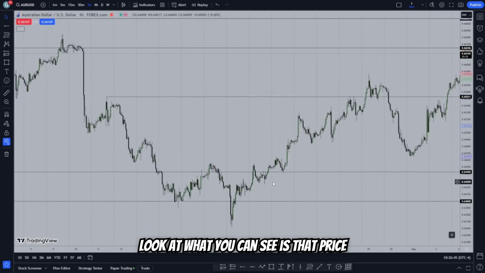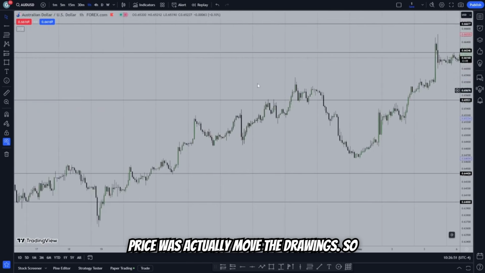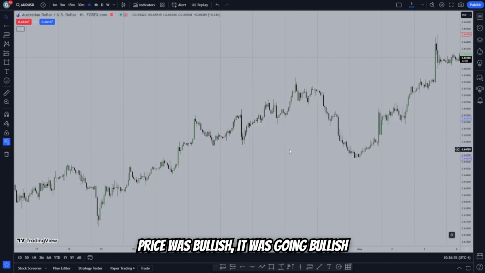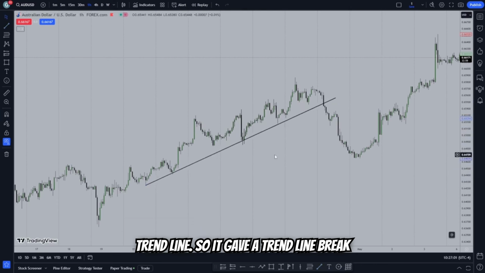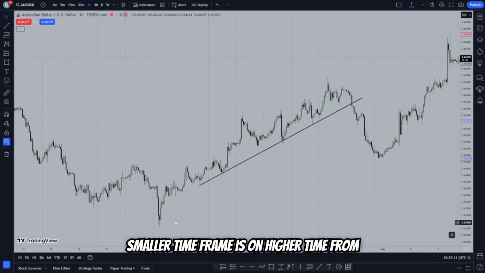What you can see is that price was bullish over here. All the day price was, I should remove the drawing set. So price was going bullish, and it was creating some sort of trend line from here. It was creating a trend line, so it gave a trend line break on this day. So you should know that the overall order flow on the higher time frame, sorry, on the daily time frame, is bullish.